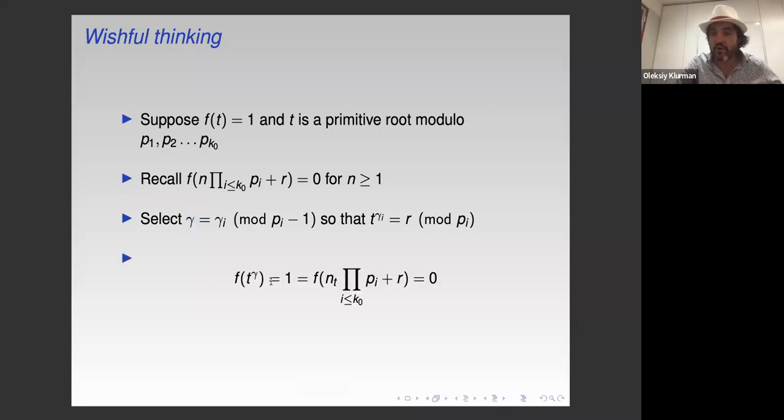Well, then I immediately get a contradiction, because on one hand, f of t was 1. And on the other hand, t to the gamma gives you remainder r mod all of these pi. So it lands in the bad progression. So the main thing I've done here is I said, if t is a primitive root mod p1, p2, pk, and p1 minus 1, p2 minus 1 don't have much in common, then if I could select this t, everything would be okay. What is the problem here? Why is it wishful thinking?